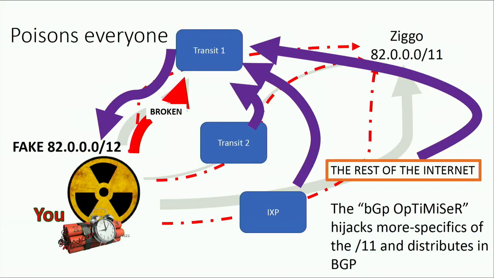So you used Ziggo, the big cable ISP here in Holland, with the /11 as an example that the route optimizer is going to target and split up the /11 into smaller prefixes. Is that something that is an unusual situation because you have such a large prefix with such a large number of traffic sinks behind it? Or is this something that they also do for really small prefixes?